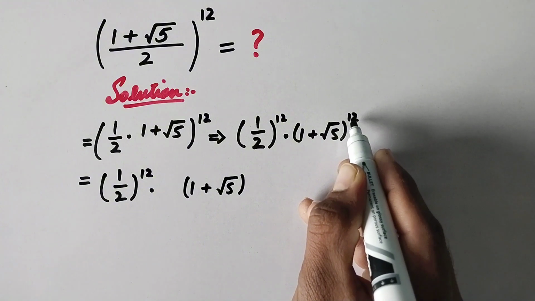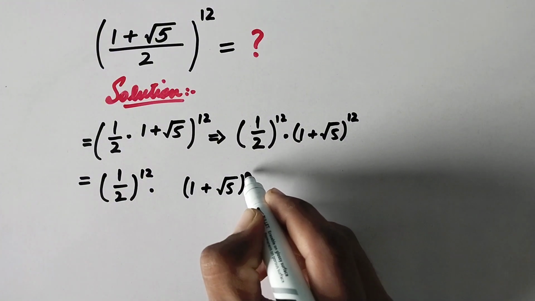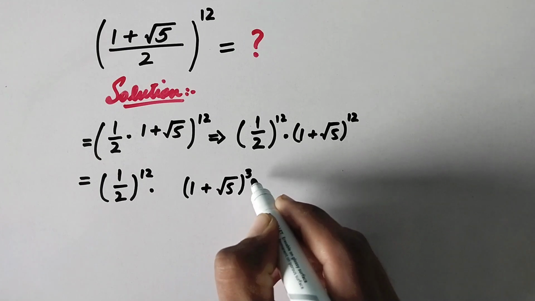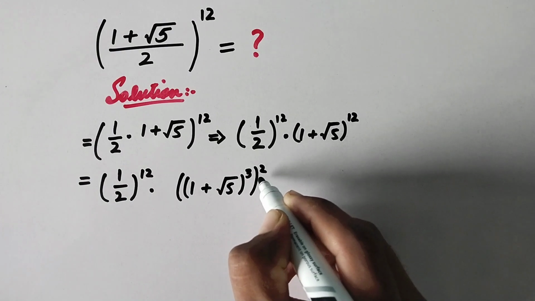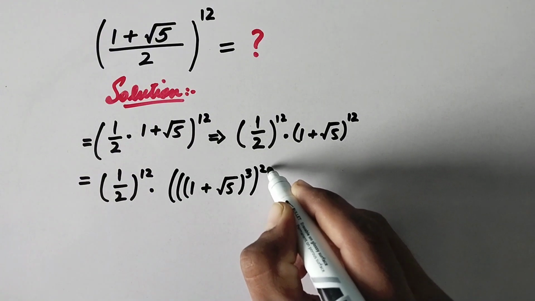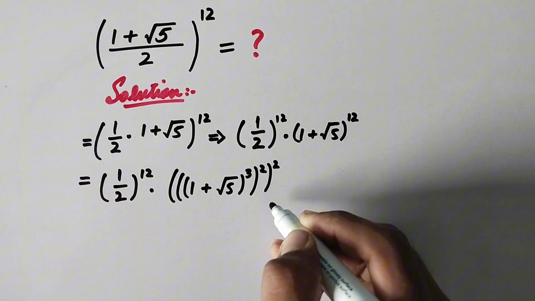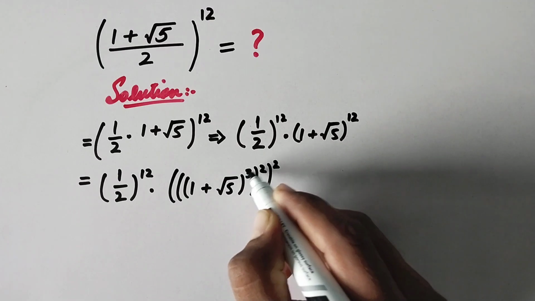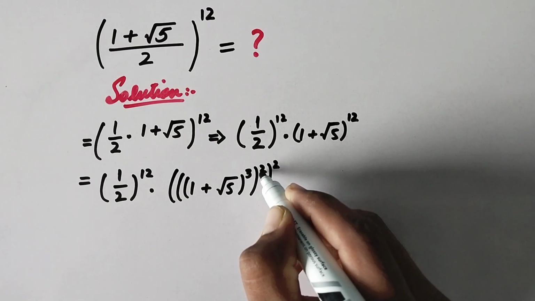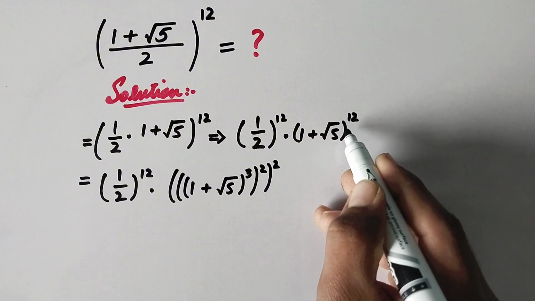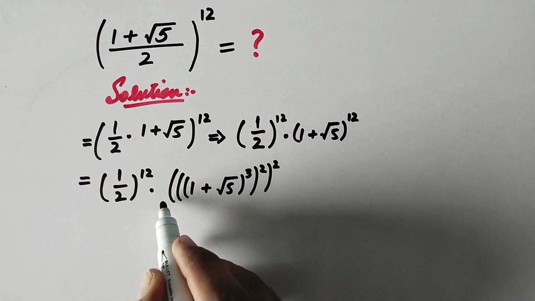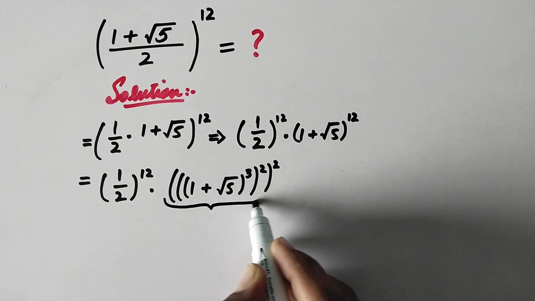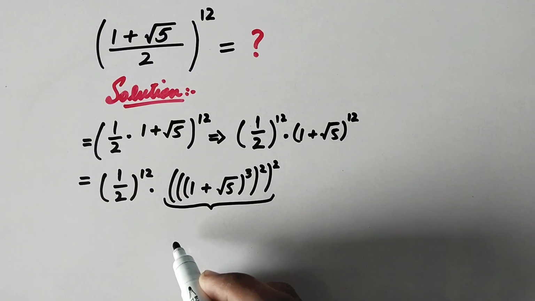This 12 can be split in this way: power 3, to power 2, to power 2. This power 3 times 2 times 2 is equal to 12. That is the same as here. So now we will solve this part of the expression first, step by step.